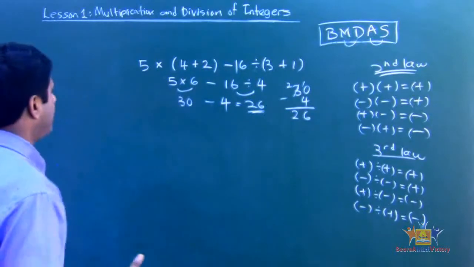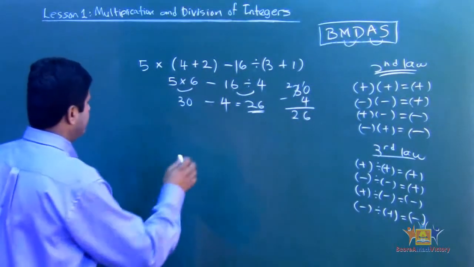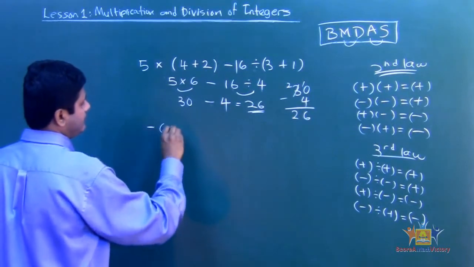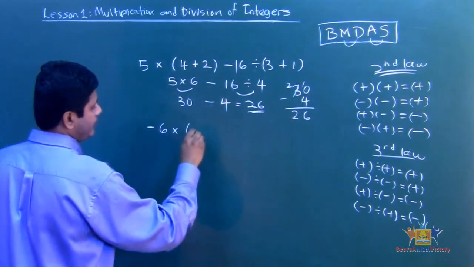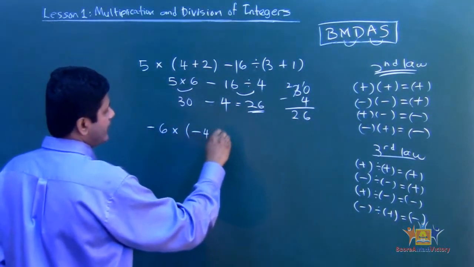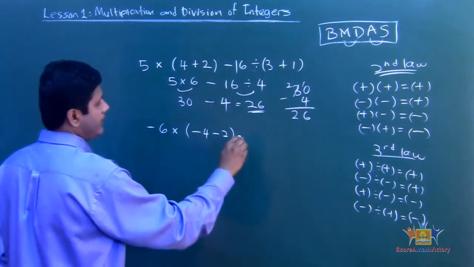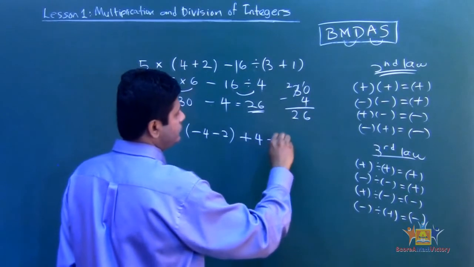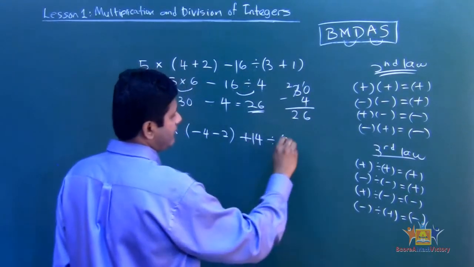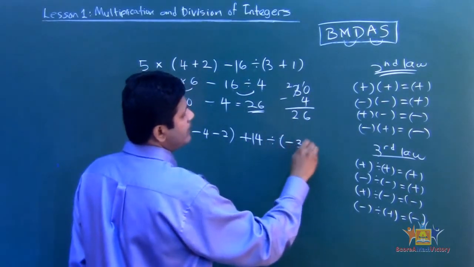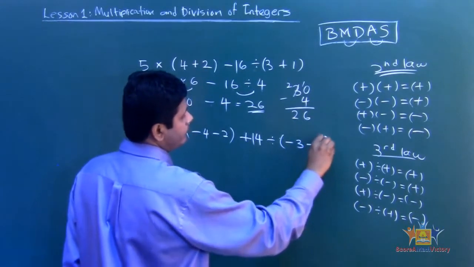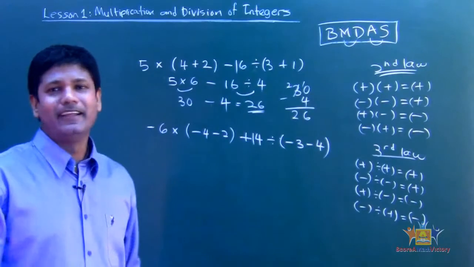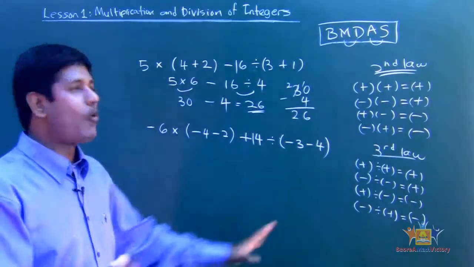Now let's put negative and positive numbers in it, and then we use a combined operation. So let's say, for example, if I give you negative 6 times negative 4 negative 2, and then plus 14 divided by negative 3 negative 4. You say, Mr. Mac, what are you doing? It's pretty easy, alright? Obey the rules.